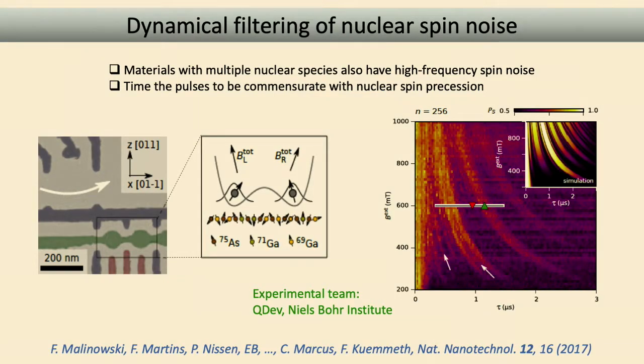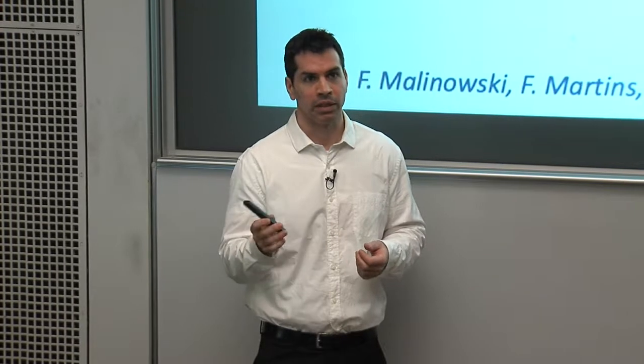We used these ideas in collaboration with an experimentalist named Charlie Marcus at the Niels Bohr Institute in Copenhagen. He works with spins in quantum dots in gallium arsenide. In addition to this, he has nuclear spin noise, like I talked about. He has charge noise, as I talked about. And these noises are mostly concentrated at low frequency. So these dynamical decoupling techniques work extremely well if the noise is concentrated at small frequencies. But as we realized, there's also a high frequency component of the noise in gallium arsenide coming from the fact that the nuclear spins themselves precess in the presence of a magnetic field.